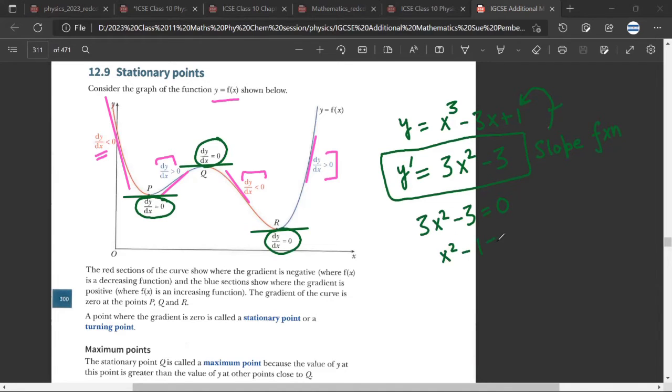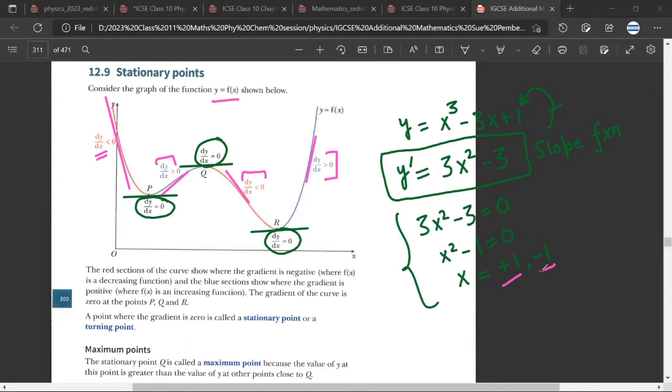So x square minus 1 is equal to 0. x is equal to plus 1 and minus 1. So let me analyze this result for you. The slope function 3x square minus 3 is 0 at 2 points. One point is plus 1, another point is minus 1. Are you with me? Can you just repeat once again?